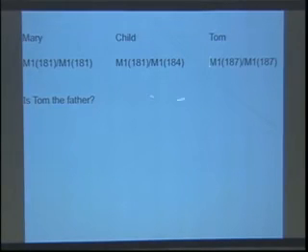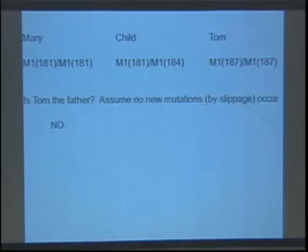Is Tom the father of this child? No, Tom's off the hook. Good point, assume no new mutations. But what if there had suddenly been a mutation, and that allele in Tom's sperm had shortened back to 184, and so he was really the father?